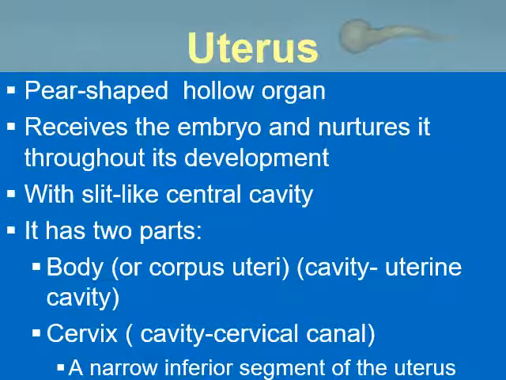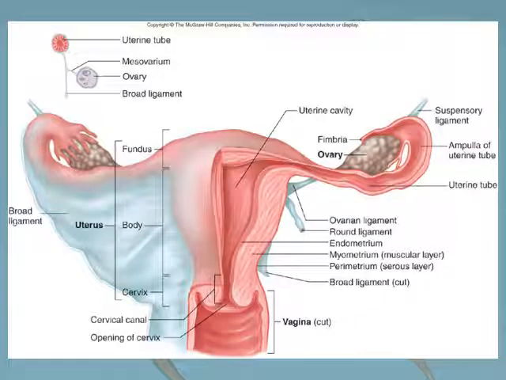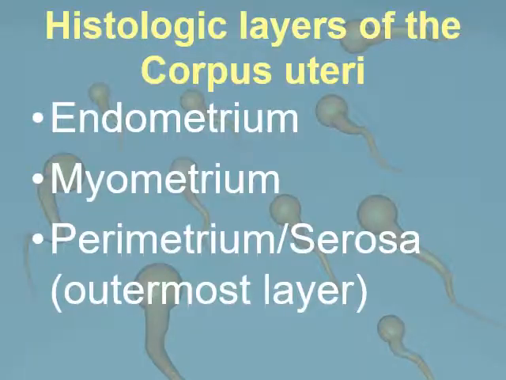So yung uterus naman, it is a pear-shaped hollow organ. So it receives the embryo and nurtures it throughout its development. So merong two parts yun. We have the body and the cervix. Yung body is also known as the corpus uteri or the uterine cavity. Yung cervix naman is the inferior segment of the uterus. So ito yung uterus, nandyan.